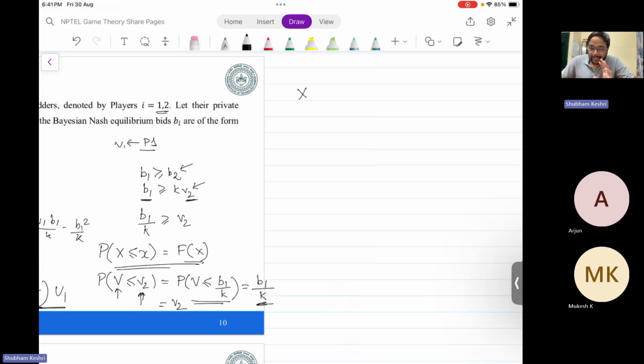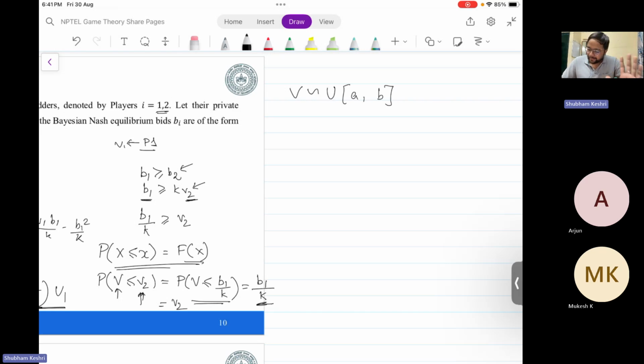Suppose there is a random variable x, which over here is V. So let me write V. What is V? V is the valuation of the other player. This is a random variable. Suppose it is uniformly distributed between a comma b. A and b can take any value.